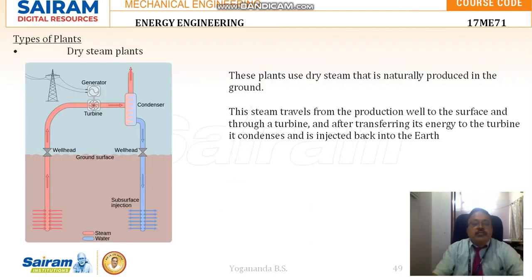Types of geothermal plants. First, the dry steam plant. They use dry steam that is naturally produced in the ground. This dry steam travels from the production well to the surface and passes through the turbine. After transferring its energy to the turbine, the steam passes to the condenser, where it gets condensed and injected back into the earth.